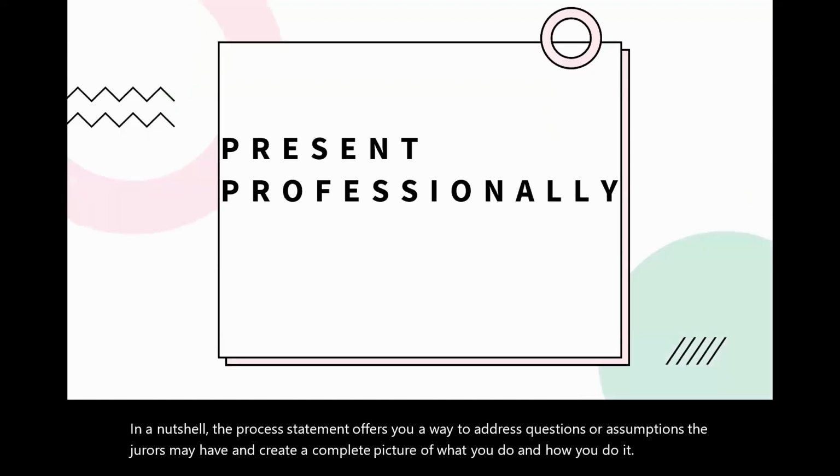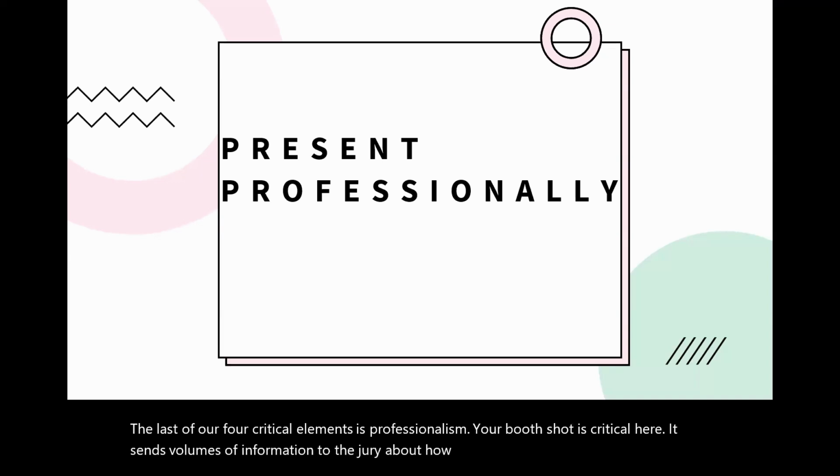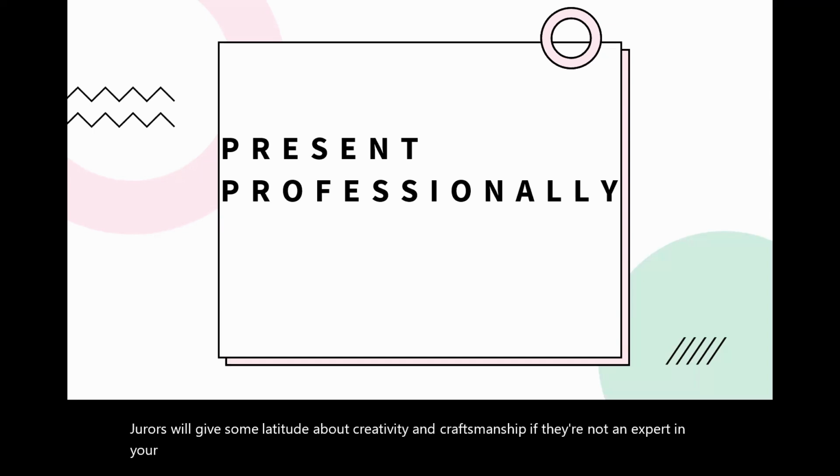The last of our 4 critical elements is professionalism. Your booth shot is critical here. It sends volumes of information to the jury about how you will present yourself at the show. Often, this last piece is the make-it-or-break-it part of your application. Jurors will give some latitude about creativity and craftsmanship if they're not an expert in your medium. However, your booth shot makes it clear if you are a good match for the show, and your score will reflect it.